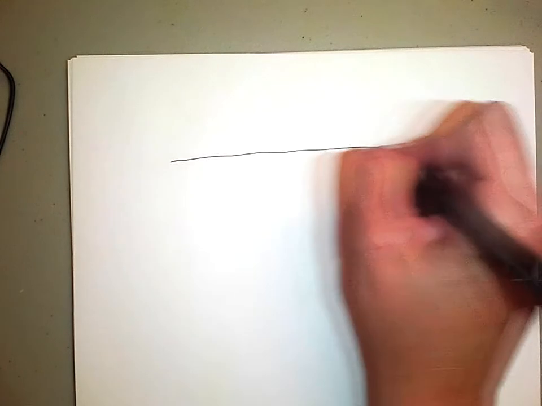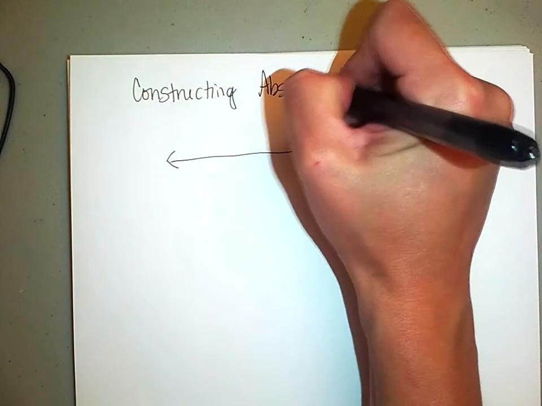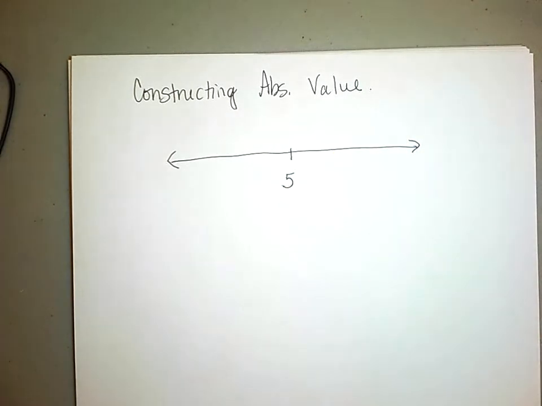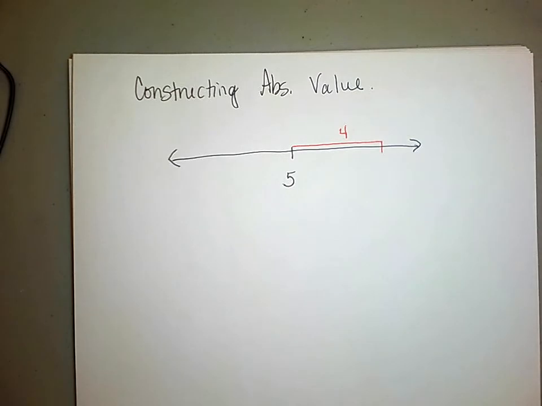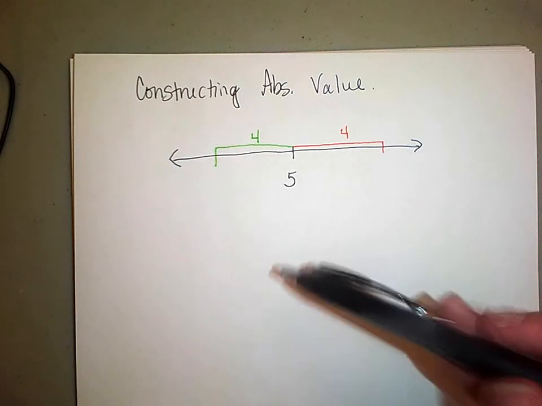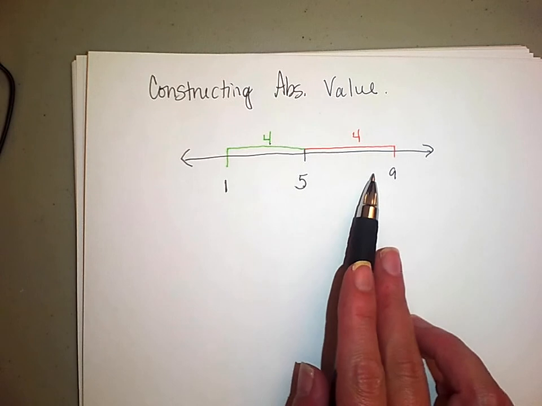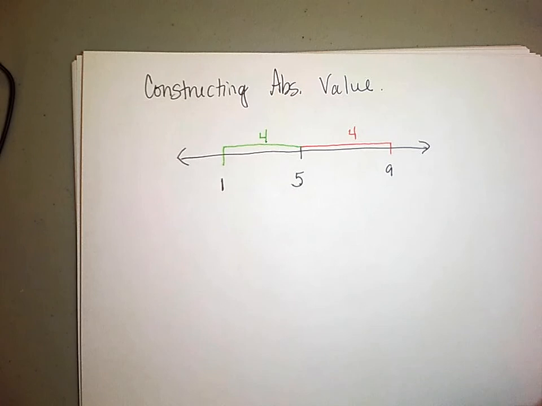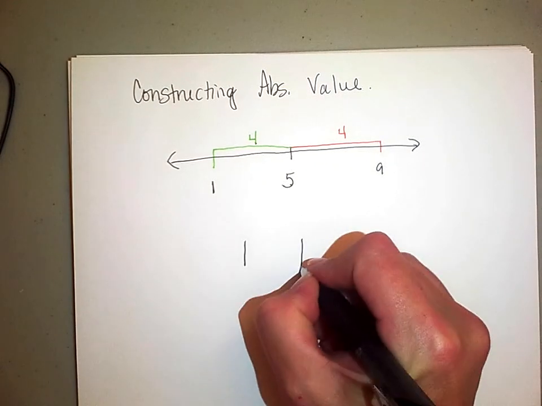Okay. Let's construct the absolute value of x. Okay, so let's say we have a number line. Let's pick 5. Okay. And let's say we wanted to know now about numbers that were a distance of 4 units away. Okay. Well, I might be concerned in both directions. Okay. And I think it's pretty easy to see then. We can just do some math here that 5 plus 4 would be 9. And 5 minus 4 would be 1.